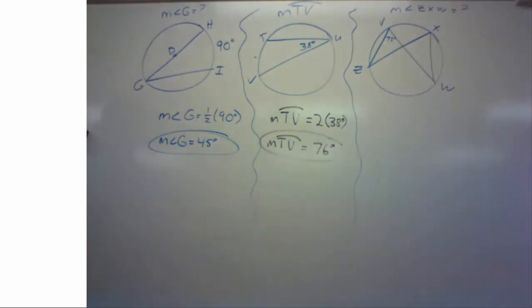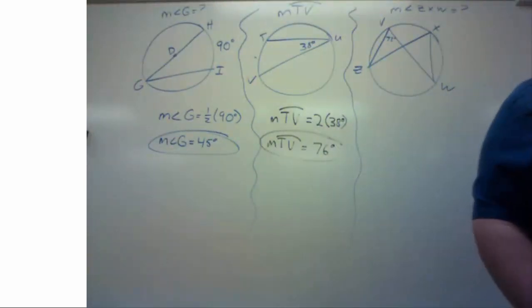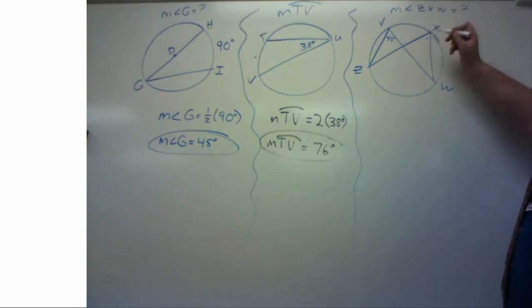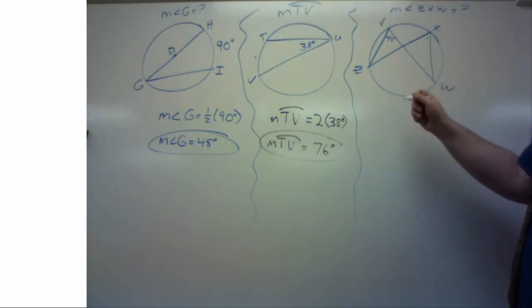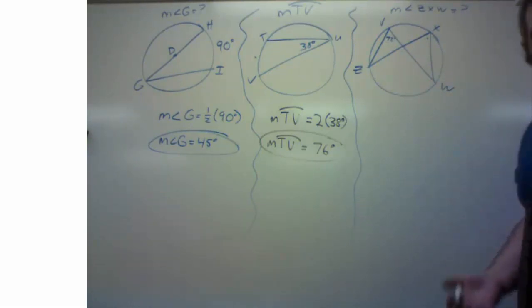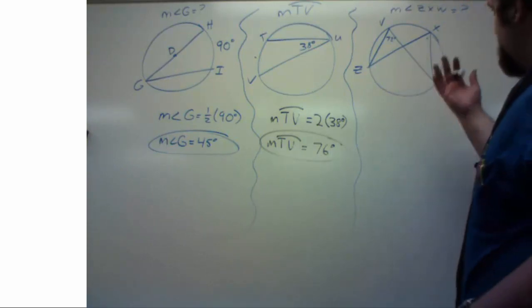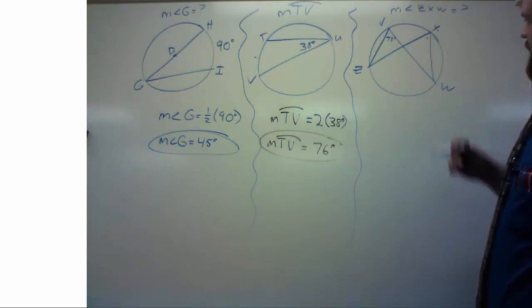We're on quite a roll here. We're getting these right and we're ready to go. The last one is the trickiest though. They want me to find the measure of this angle. And look, angle ZXW, arc ZW. I don't have the measure of arc ZW. But if I had it, I would know the measure of angle ZXW.